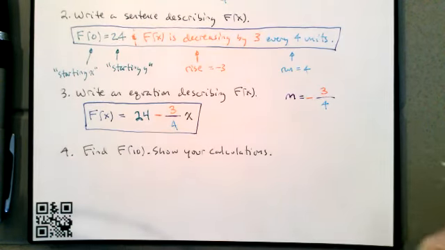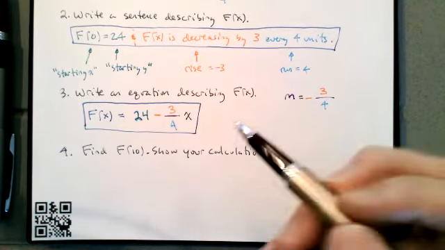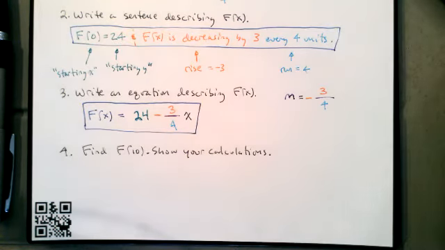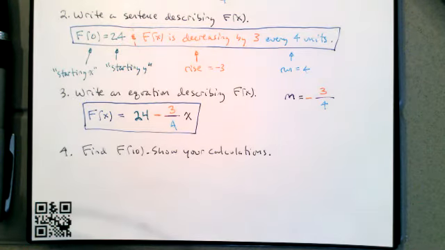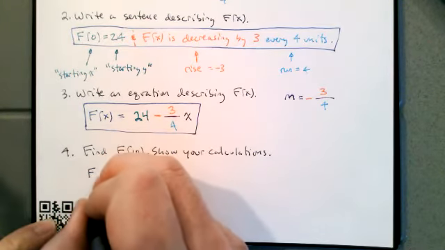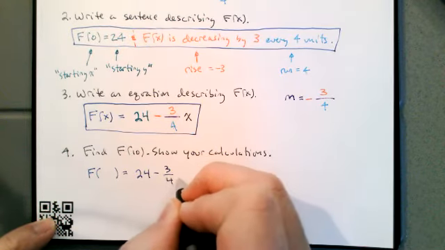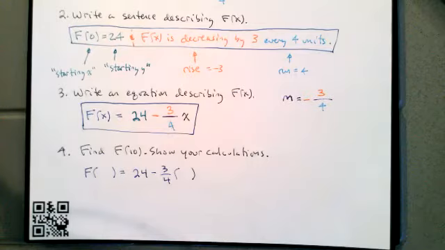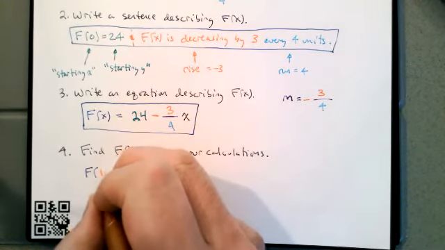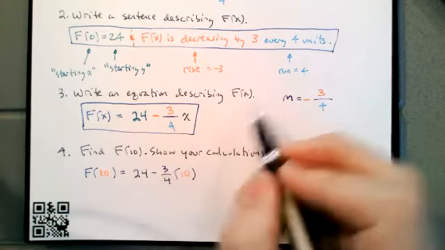And maybe round your answer to the nearest 10th or 100th or something. But let's just start with this. So to find f of 10, we're going to take 10 and replace the x with a 10, because in the parentheses is what we're plugging in. So f of 10 is going to be 24 minus 3/4 of 10, and then we just have to simplify that. Notice that instead of writing x, I'm writing 10, because we're plugging in the 10 for the x.